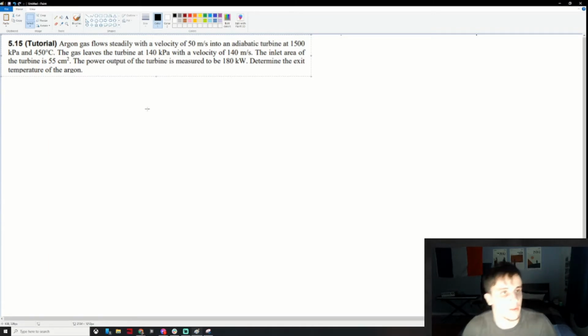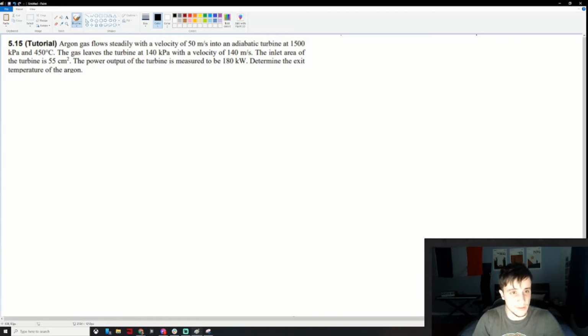Argon gas, so probably going to assume ideal gas flows steadily. Once again, mass flow rate is the same as always. With a velocity of 50 meters per second into an adiabatic turbine. Adiabatic, Q is equal to 0 for heat transfer, at 1500 kilopascal and 450 Celsius. So that's our properties for the inlet, or state 1.